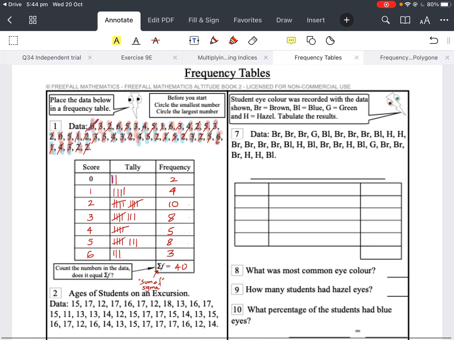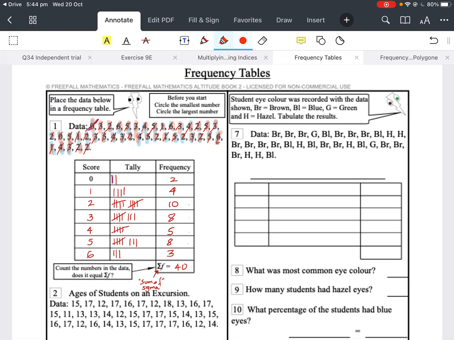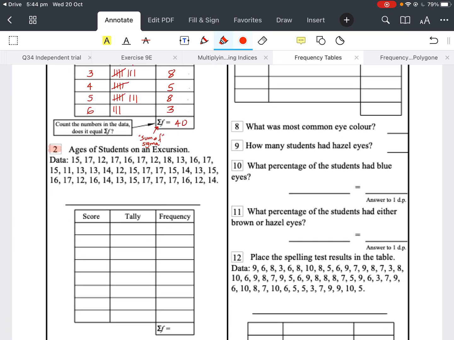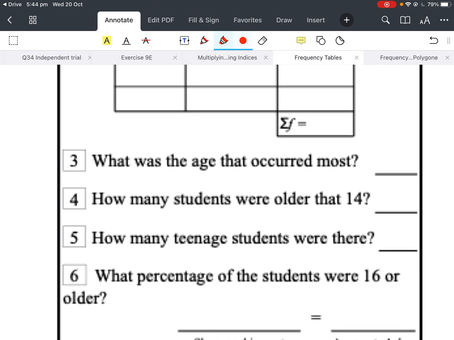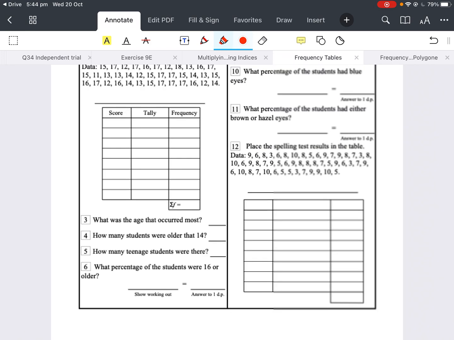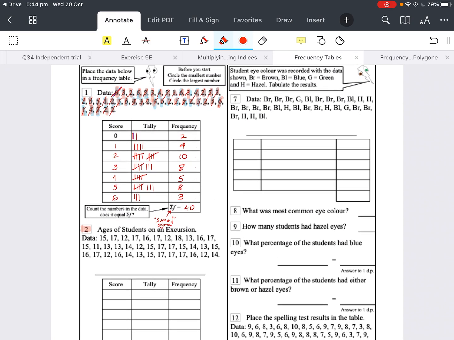Okay, so that's all you have to do. So what I'd like you to do now is to have a go at question 2. I'm going to do question 7 so that it helps you work out 3, 4, 5 and 6. All right, so let's have a go at 7 together.